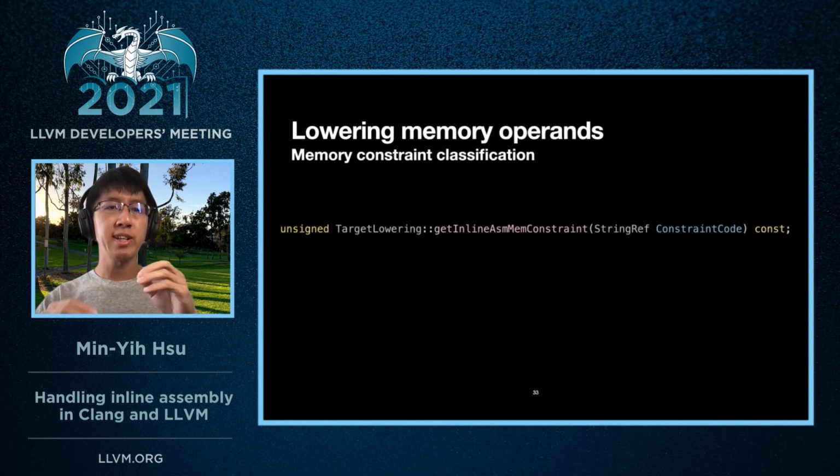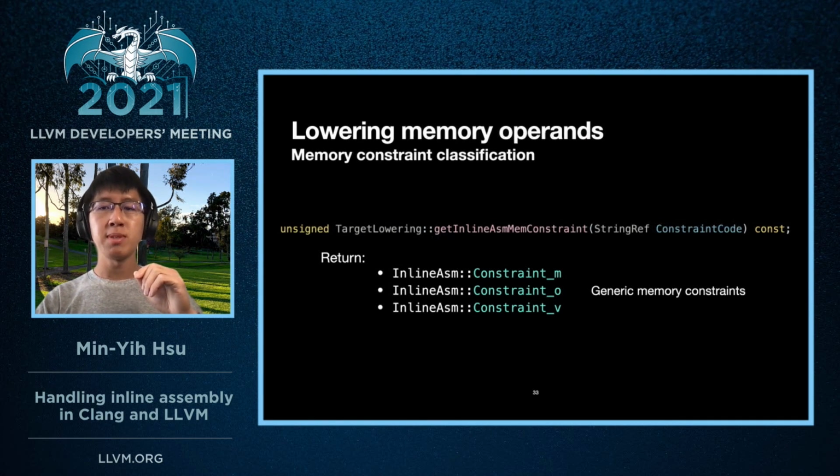Finally, we're going to look at lowering memory operands. And again, there's another layer of triaging happening here. So first, let's look at the getInlineAsmMemConstraint function we're going to override. The input argument into this function is still the constraint string. What it returns is an enum that describes the desired way to handle this constraint. For instance, InlineAsm::Constraint_m means that the given constraint string will be handled the same way as the generic constraint string m, which represents a memory operand with no specific addressing mode.